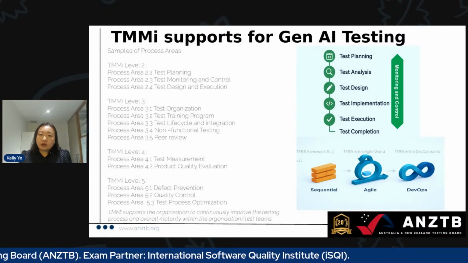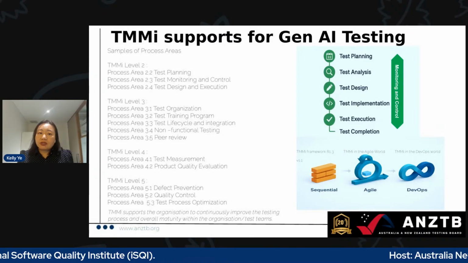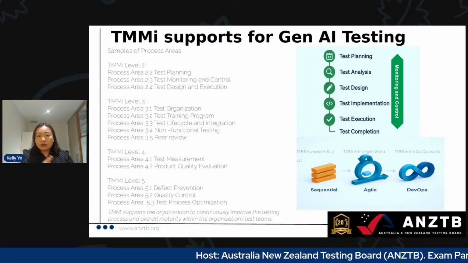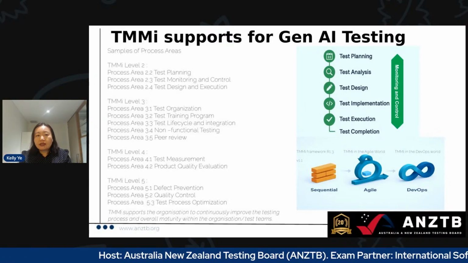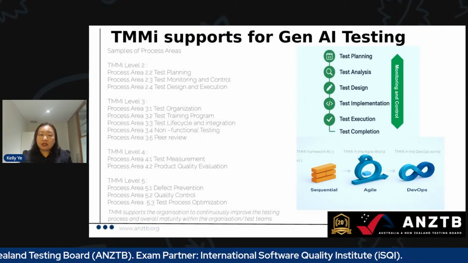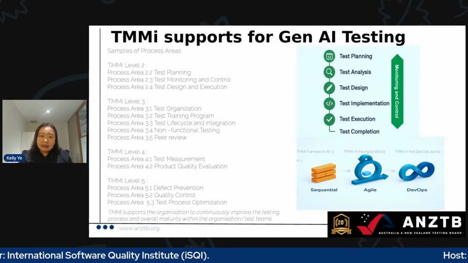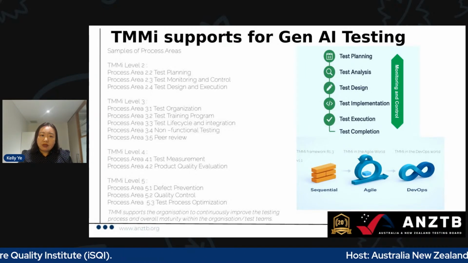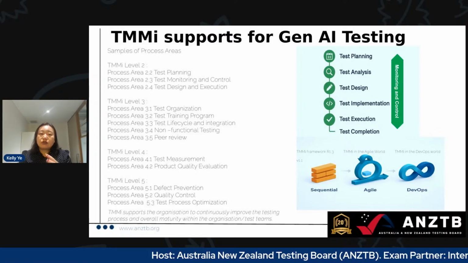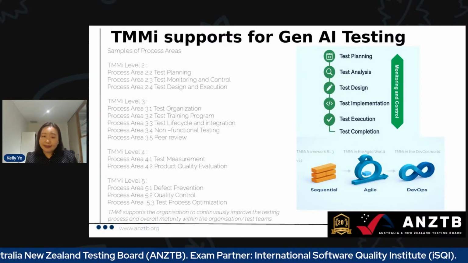So in the module, TMMi process area 3.5 is peer review and advanced peer review as well. So do you have a review session in your test process? And when you create a test case, do you use testing techniques like BVA, boundary value analysis, equivalence partitions, static testing and decision tables? So when you have those test cases already as manual test cases, then you can train your Gen AI tool to learn how you create test cases which have high quality.